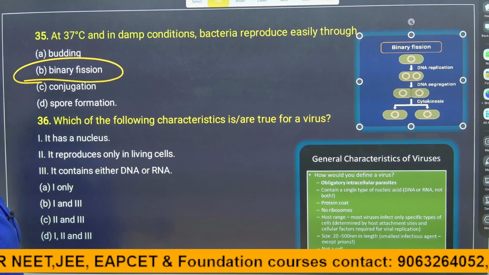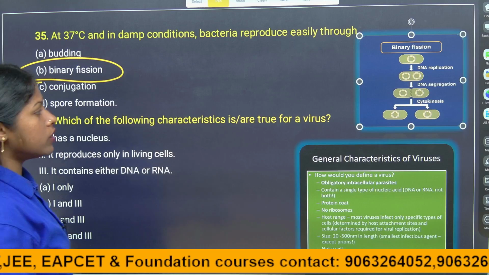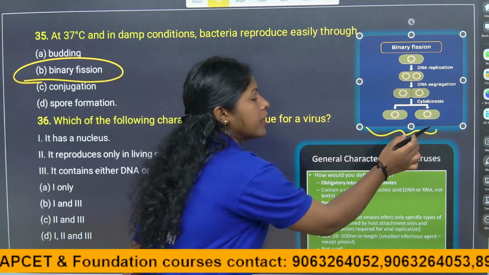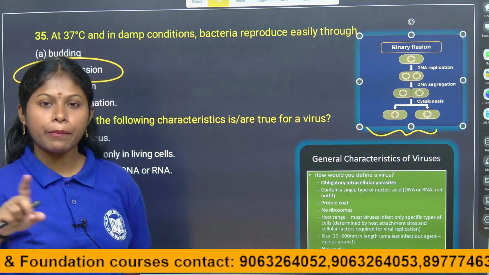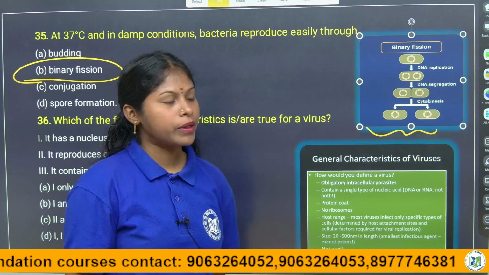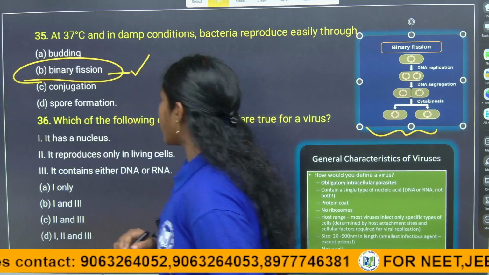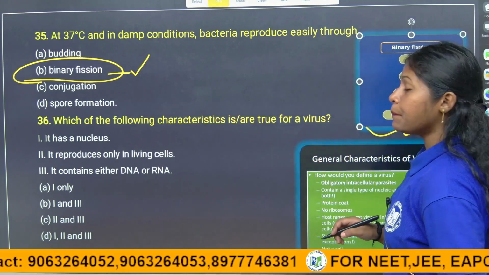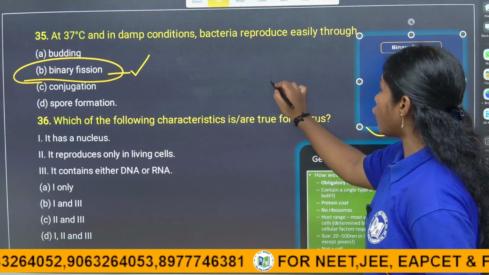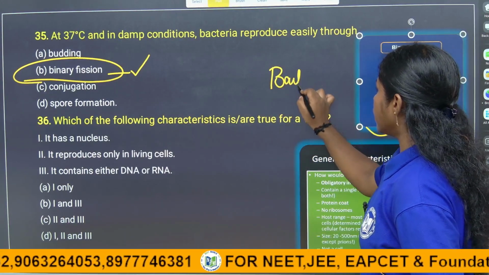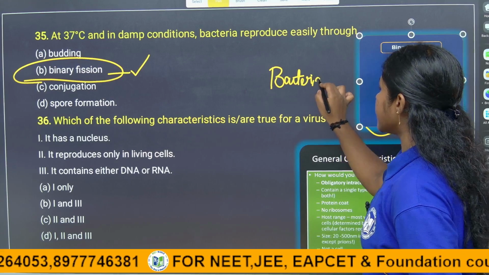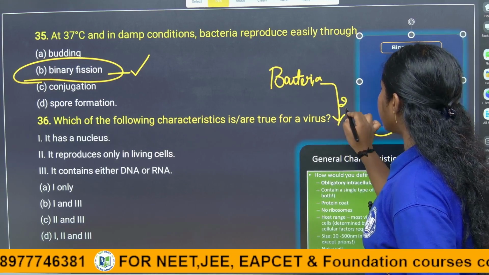In multiple fission, the number of daughter cells will be more. In binary fission, one parent will give rise to only 2 individuals. So the answer is B, children. Coming to the next question, the time period of reproducing of bacteria is 20 minutes. To give its daughter cells, it takes 20 minutes.